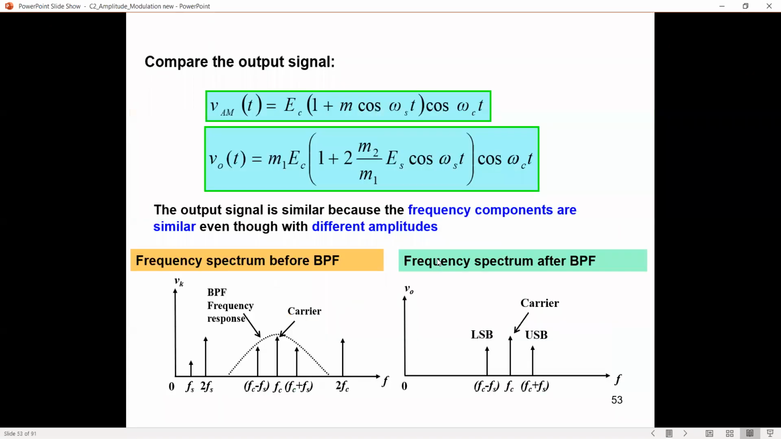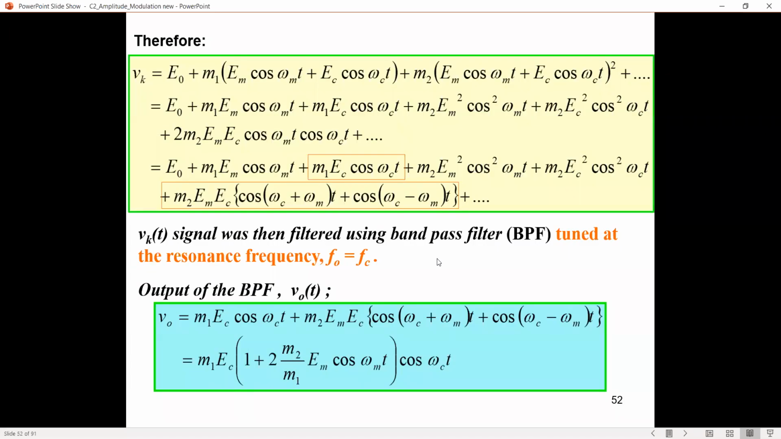Okay, good question. So that means the equation is derived from the previous one. Sorry, can you say it louder? So that means the 2M2 over M1 is derived from the VK, right? Yes, it is actually from VK, you're right.